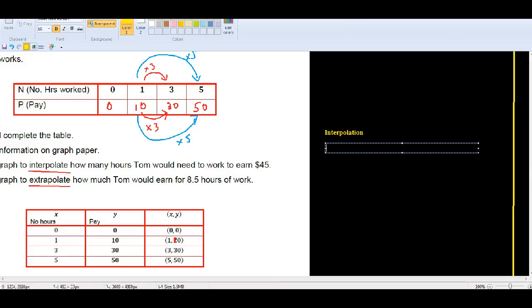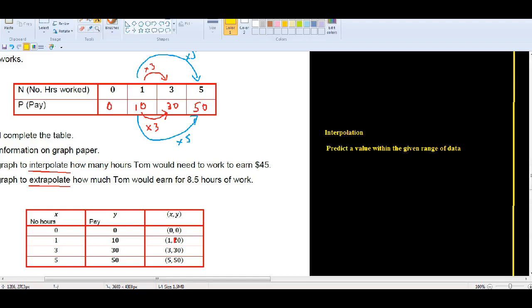Interpolation means to predict the data within the given range of data. Okay. Alright, so it's to predict the value. Alright. Okay, so that's interpolation.